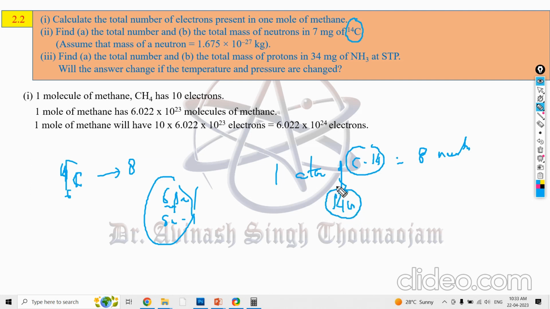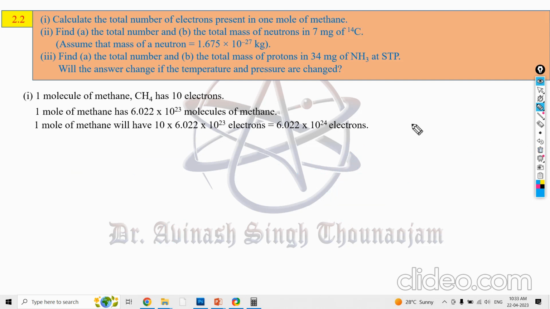So what will be the weight of 1 mole of carbon 14? That will be 14 grams. I am using the same concept: one atom is 14 u, so one mole is 14 grams. So I have my relation now: 14 grams of carbon 14, and 14 u of carbon 14.